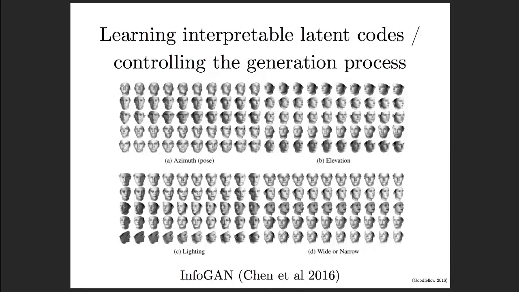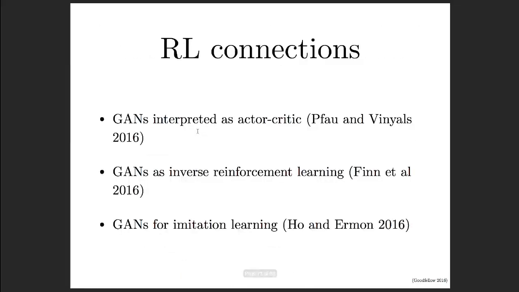Another important research direction is learning to make the code interpretable. Peter Chen's InfoGAN paper here at NIPS actually shows how we can learn a code where different elements of the code correspond to specific semantically meaningful variables like the position of an image. Another research direction is connections to reinforcement learning. Recent papers have shown that generative adversarial networks can be interpreted as an actor-critic method, or used for imitation learning, or interpreted as inverse reinforcement learning.